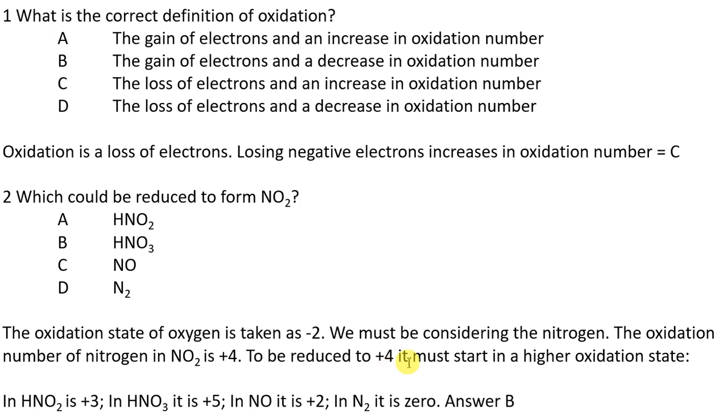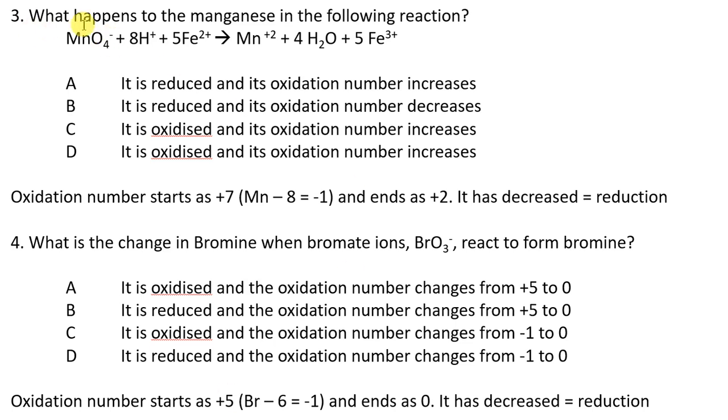To be reduced to +4, it must start in a higher oxidation state. In HNO3, it's 5. HNO2, +3, got by considering all of the oxygens -2, hydrogens +1. I want to say it again because I think it's so important. In N2, it's 0. Finally, what happens to the manganese in the following reaction?